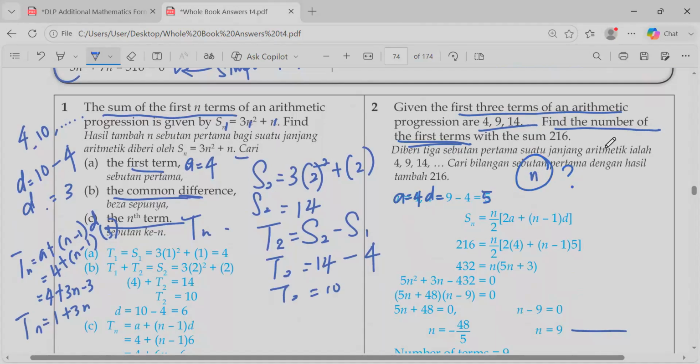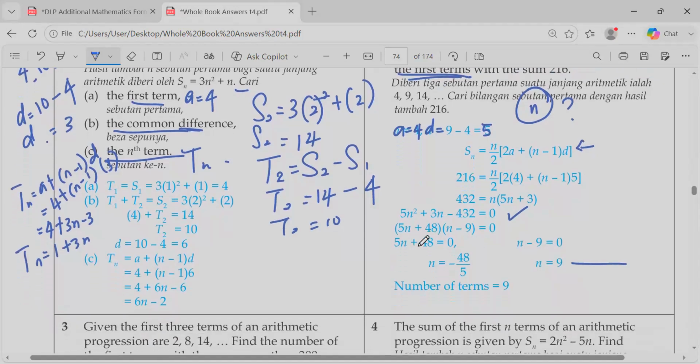Find out the n. A similar question as just now. So for Sn, using the formula, you substitute the S. Substitute the A, substitute the D, and then you will get the formula for this one. And then factorize it. Make sure n is greater than 0, so I choose n equal to 9. So S9 is equal to 216.